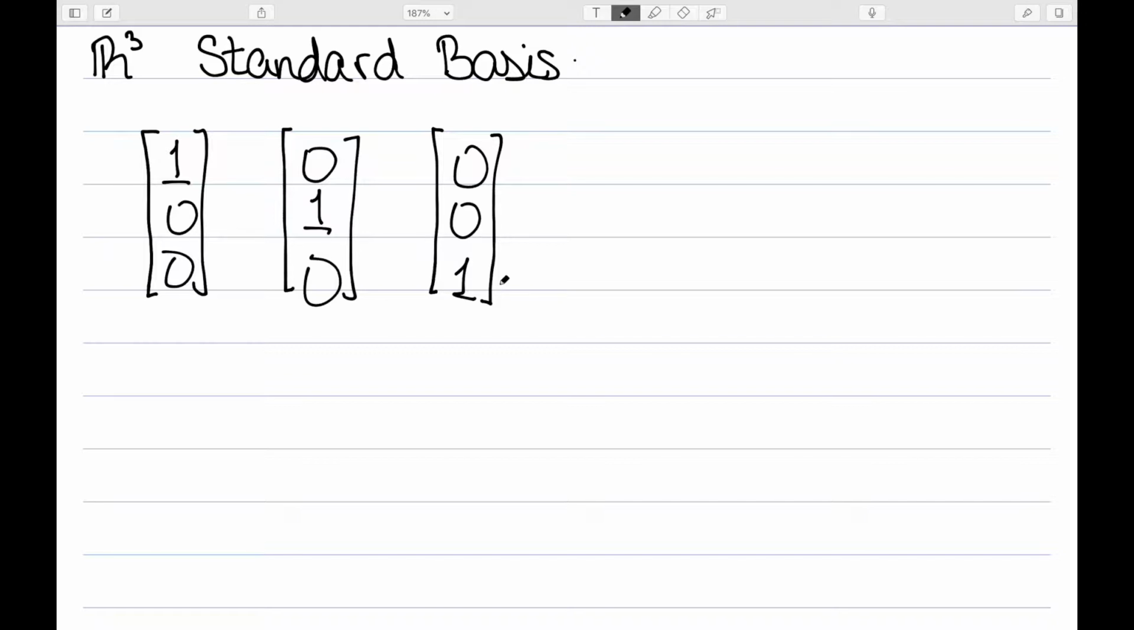For R3, our standard basis is given by these vectors 1, 0, 0, 0, 1, 0, and 0, 0, 1. And this can be expanded to Rn as well. In general, we just want the columns of the n by n identity matrix for the standard basis.